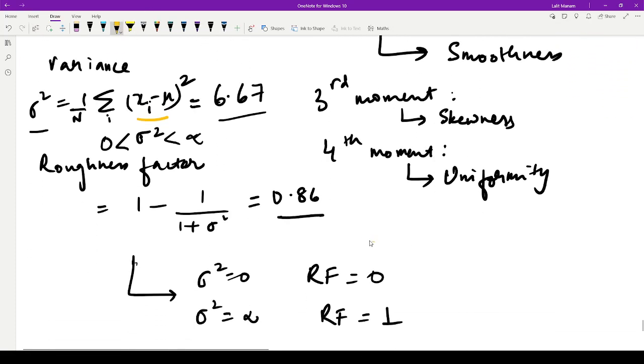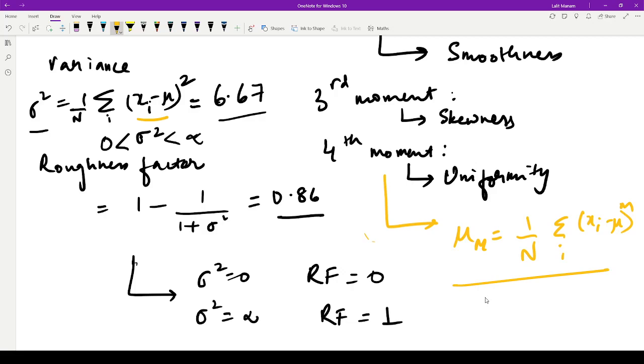But if you remember the formula for moments, how does it look? The mth moment is 1 by n, summation over i, of xi minus mu to the power m. Everyone agrees, this is how the mth moment is defined. In probabilistic terms, it will be summation over i of xi minus mu to the power m into p of xi. But since we assume that it's uniformly distributed for practical and empirical purposes, we take this one.